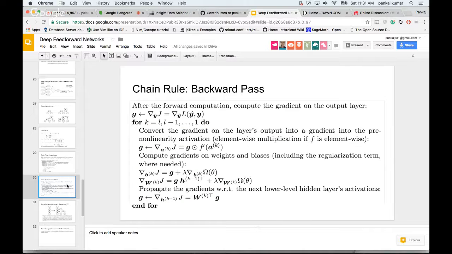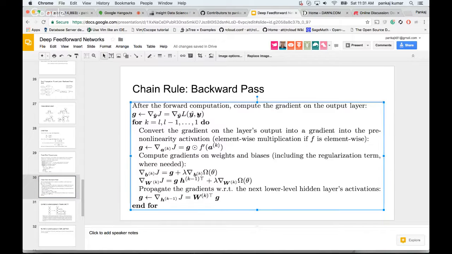And then in the backward pass, we go from the last layer to the first layer. G is the derivative that is coming from the next layer into this particular layer. It goes from L to 1, which is all the layers, and G is the derivative coming into that particular layer K, and then we compute this. First we compute the derivative with respect to the next.